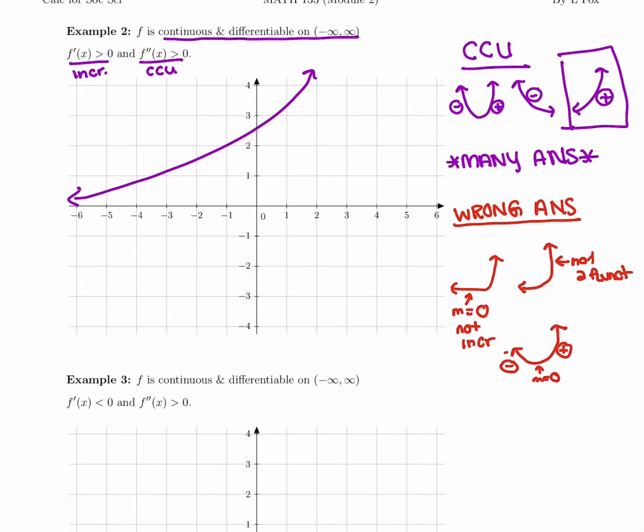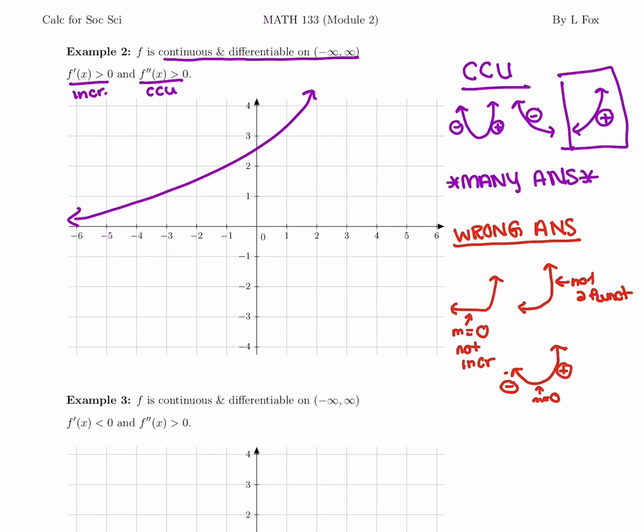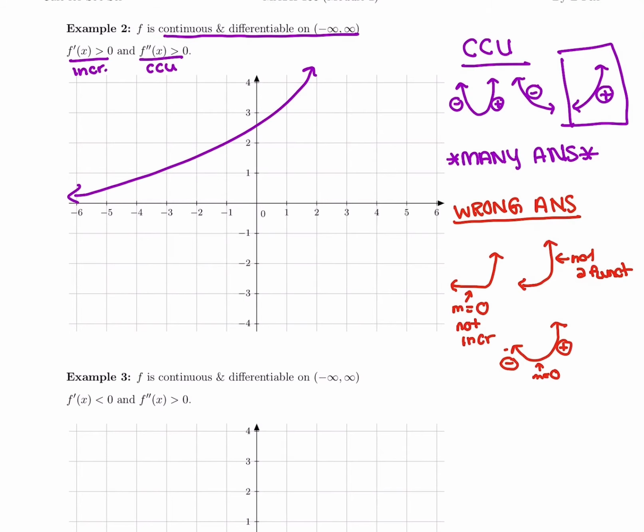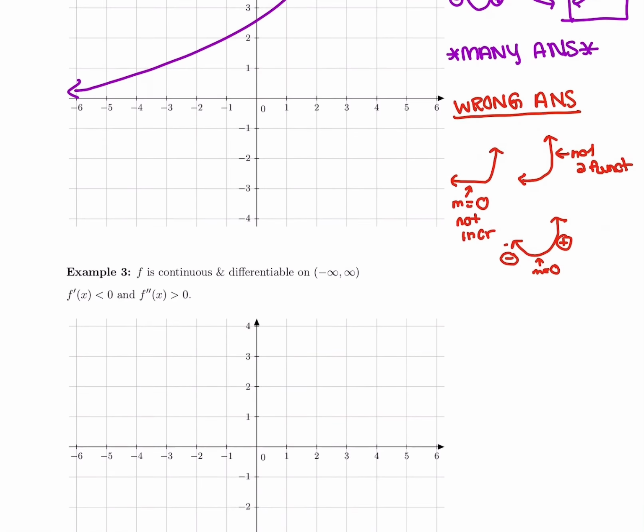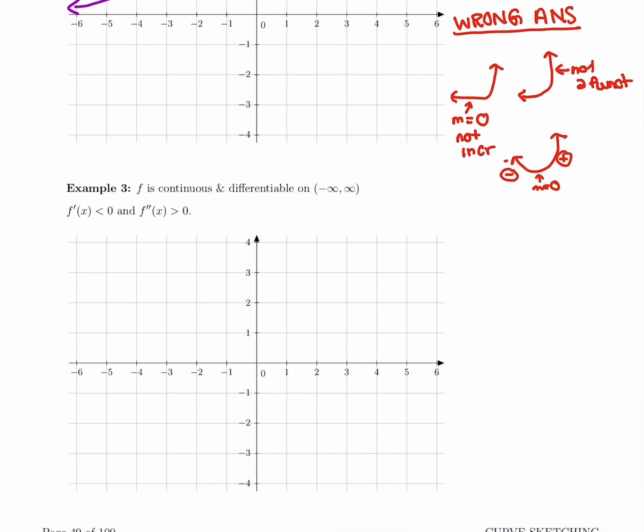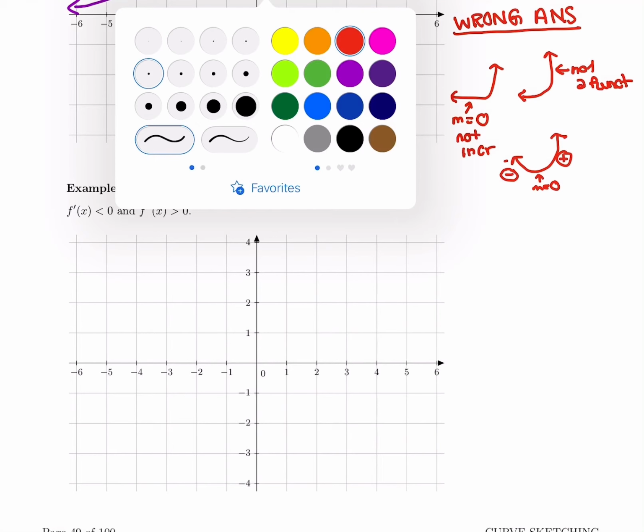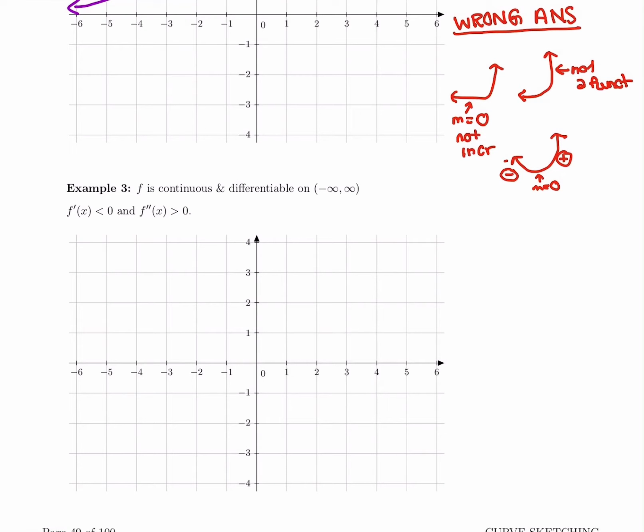There's a lot of ways to draw this that would also be fine, but just be careful that yours doesn't look too flat, it's not straight up, and that you're not making it so that there's a decreasing part. Some common mistakes. And double check yours, make sure it looks okay. Let's do the same thing. You could try this one on your own if you want to. Pause the video.